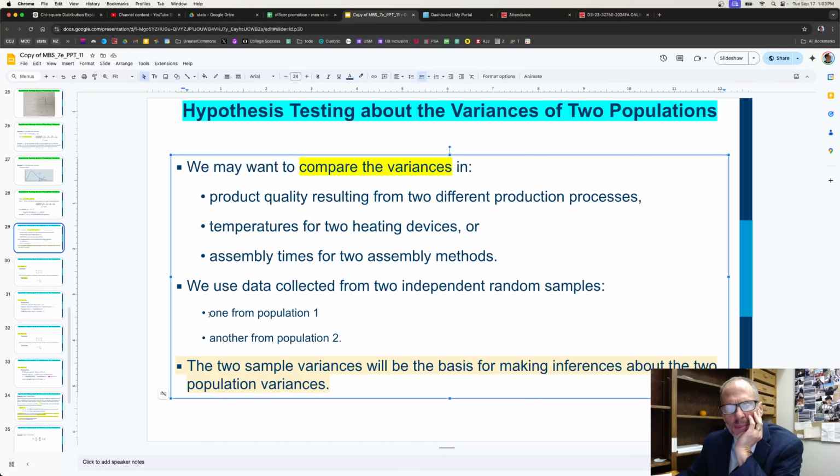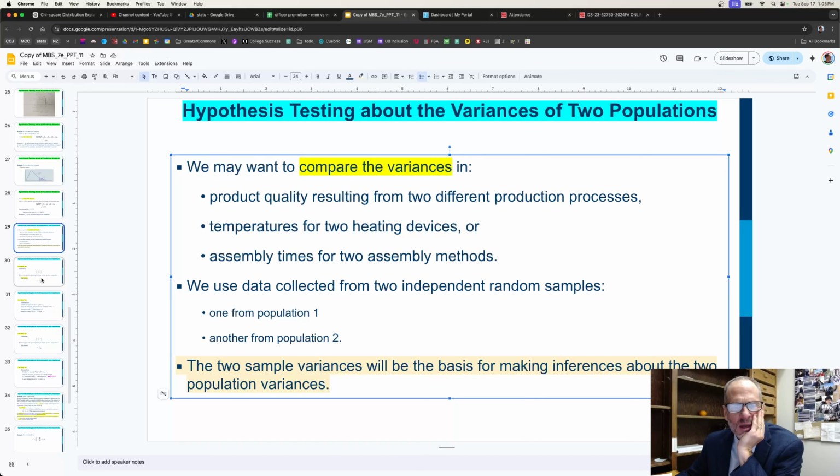And so there'll be two populations. So we'll get data from population one. We'll also get data from population two. And the two sample variances will be the basis for making inferences about the two population variances. So remember, we're going to get random samples, and those samples will have variances. And based upon those variances, we'll make inferences about the population variances.